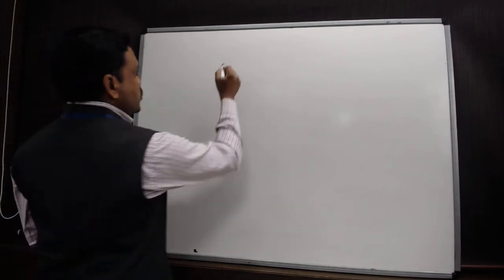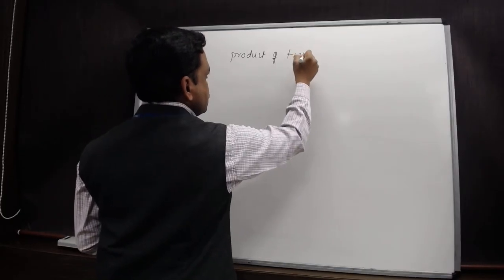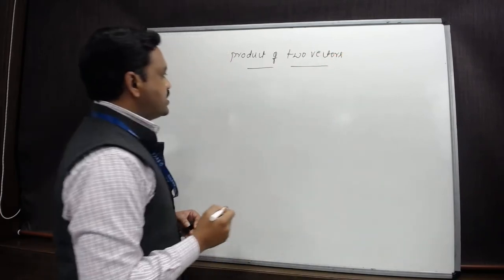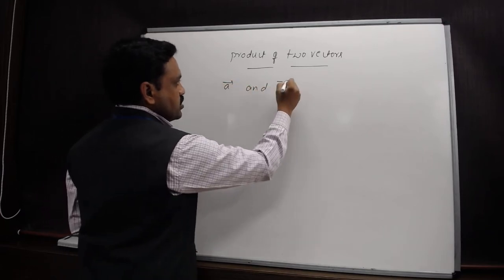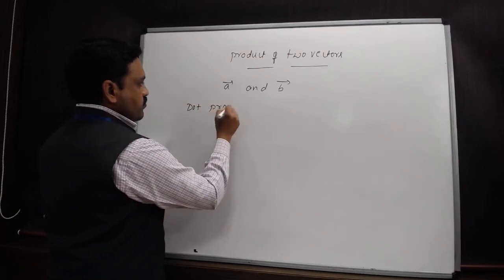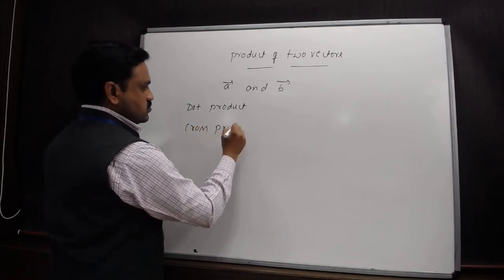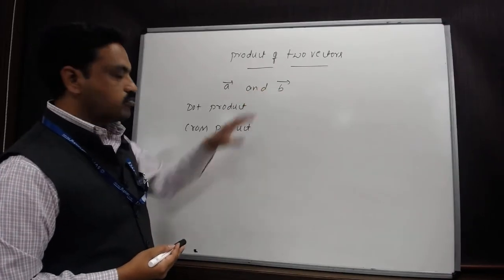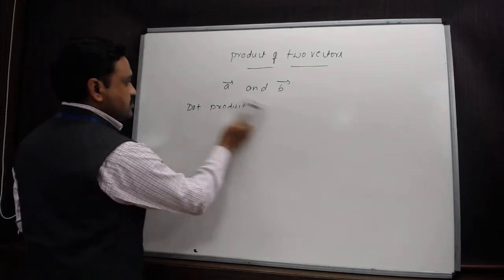Now I'll explain the product of two vectors. Let us consider two vectors, say A and B. So we have two types of product. The one is called dot product and another one is called cross product. Dot product you can also call it a scalar product. Cross product you can also call it a vector product. So first I will explain dot product.